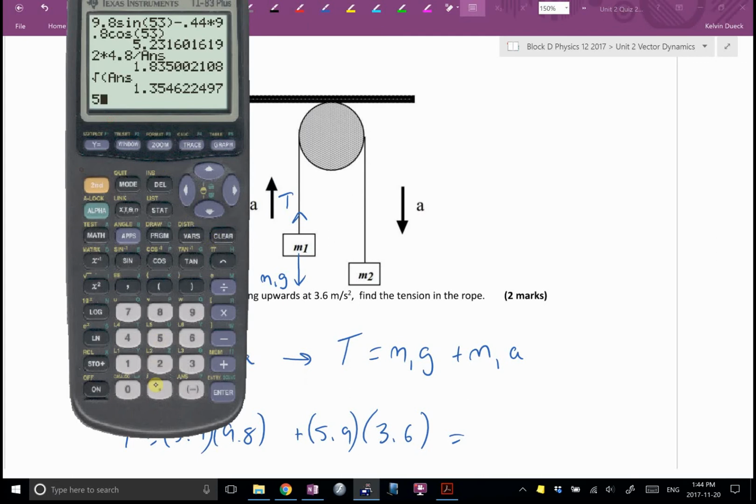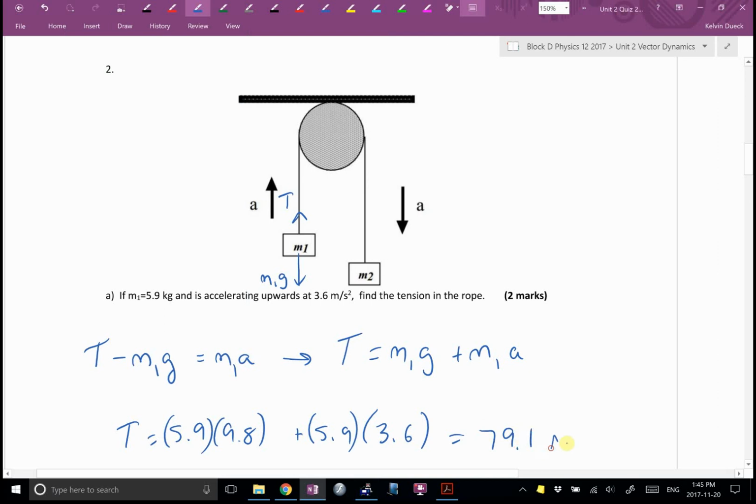Clear. 5.9 times 9.8 plus 5.9 times 3.6. Do you get 79.1? Yeah. 79.06, I'd take that. I'll write it to 3 sig figs, 79.1, but I'll store that on my calculator. If you got that right, 2 out of 2. Otherwise, I would give you 1 mark for that, half a mark for that, and a half mark for the answer.